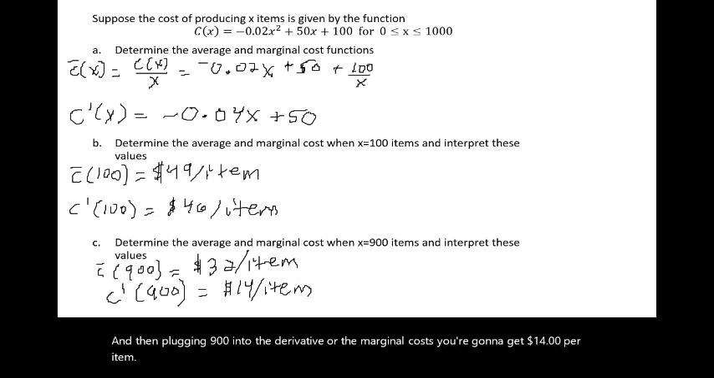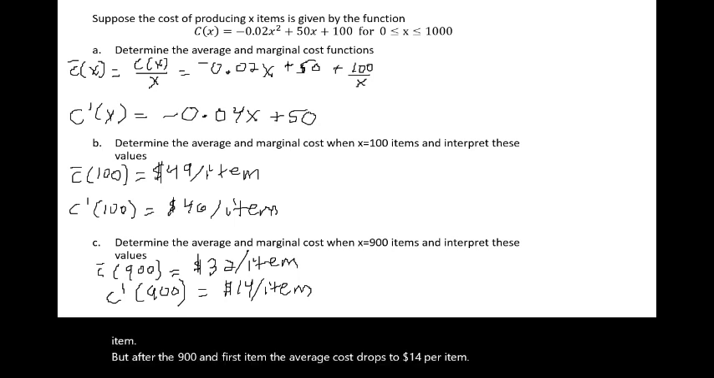So what this means is that the cost of producing the first 900 items is approximately $32 per item. But after the 901st item, the average cost drops to $14 per item. This marginal cost is why mass producing means that you can produce things cheaper up to a point.